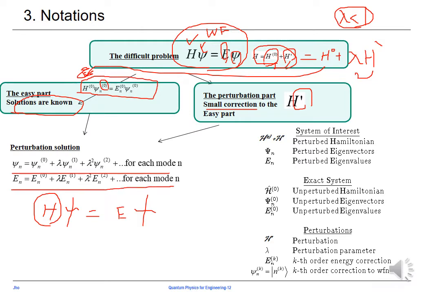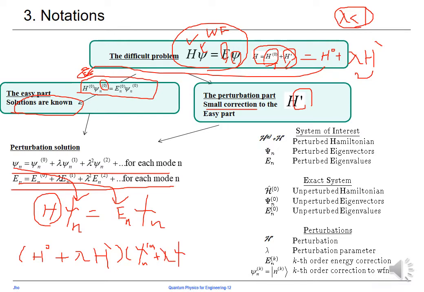So we add them into here, psi and energy. So let's say there is a certain quantum number. So we add them like this: psi, zeroth order, first order, and so on.